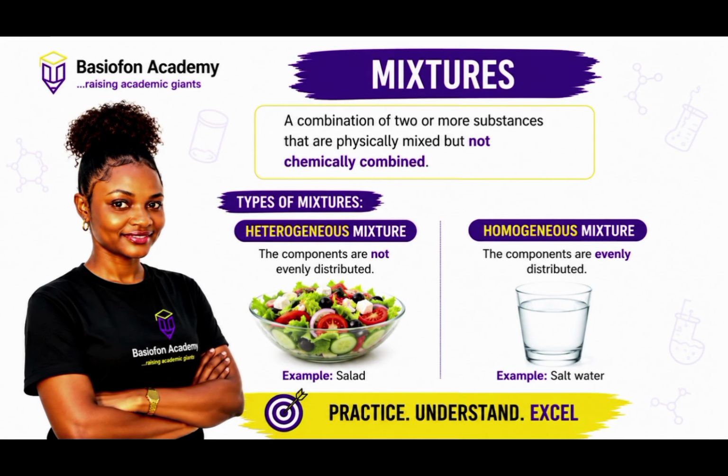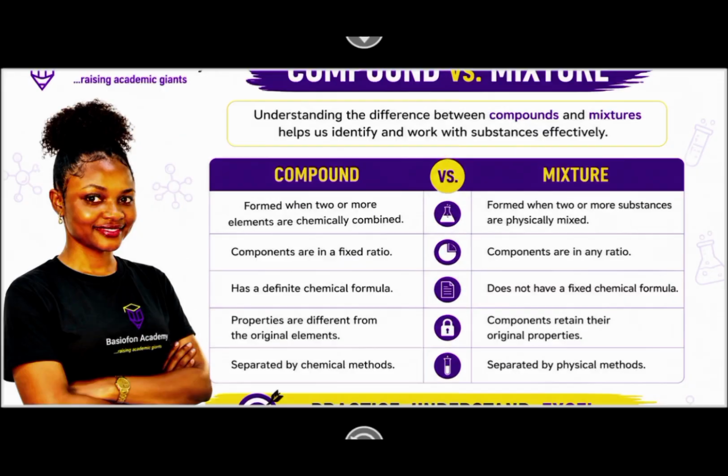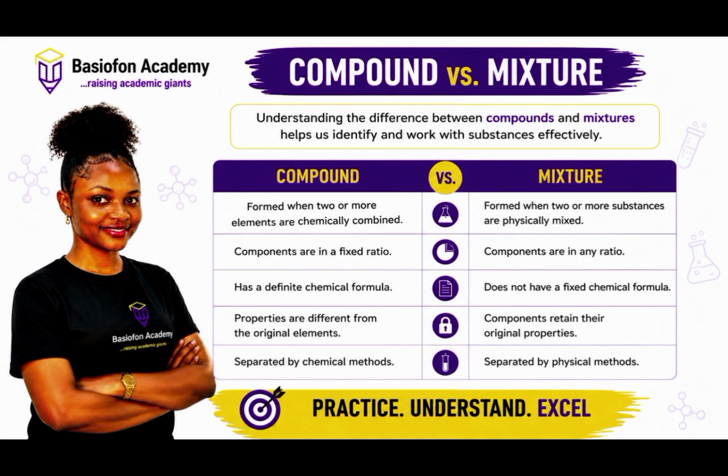Finally, let's look at mixtures. A mixture consists of two or more substances physically combined. There are two types: homogeneous mixtures, which are uniform throughout, like a salt-water solution or air, and heterogeneous mixtures, which are not uniform, like sand and water, soil or granite. WAEC and JAMB frequently test the difference between compounds and mixtures.